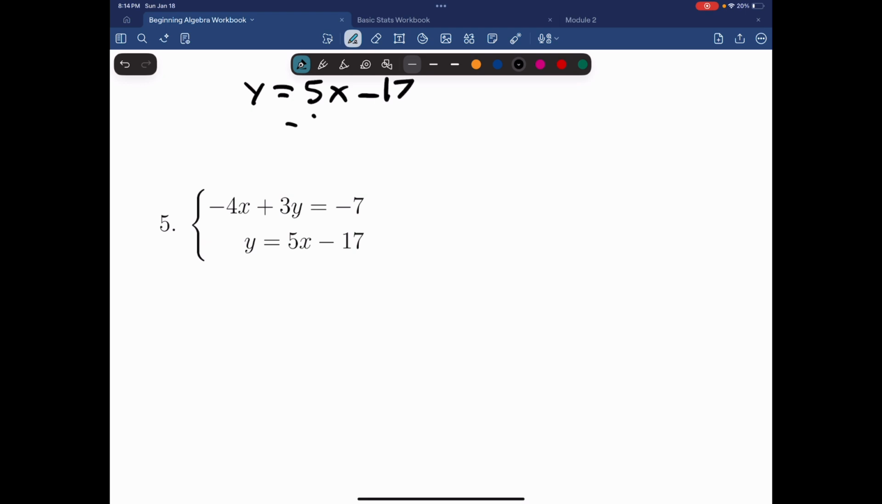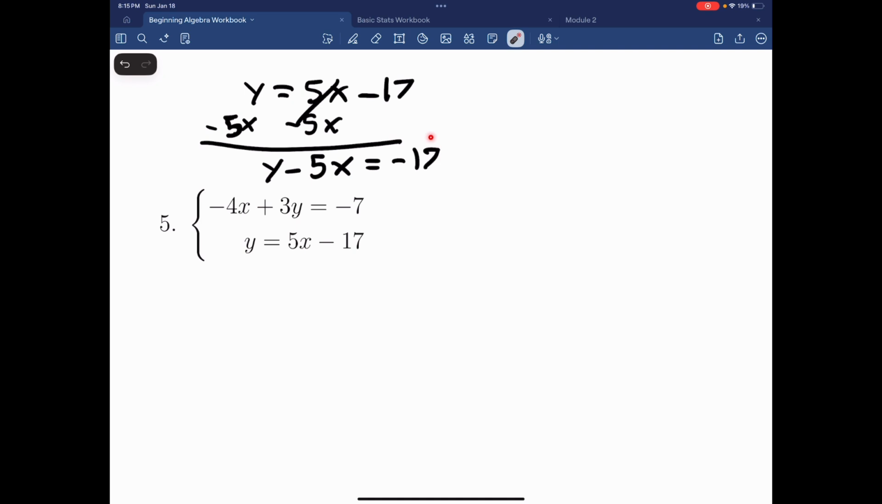And I'm just going to simply subtract 5x on both sides. So what we get is y minus 5x equals negative 17. So this here is this equation, but in standard form. This is the slope-intercept form, y equals mx plus b. This is the standard form.